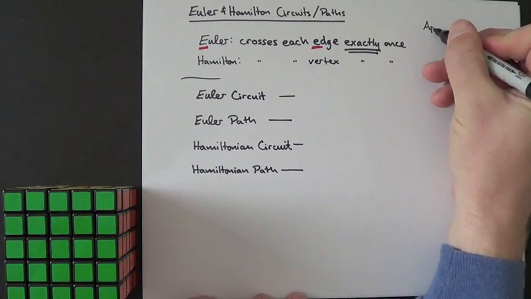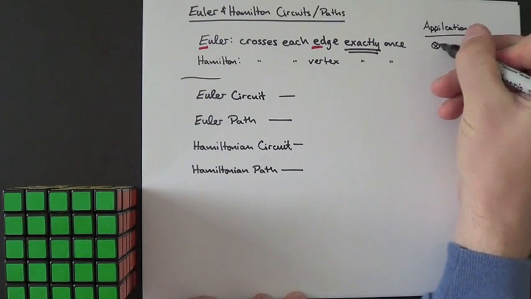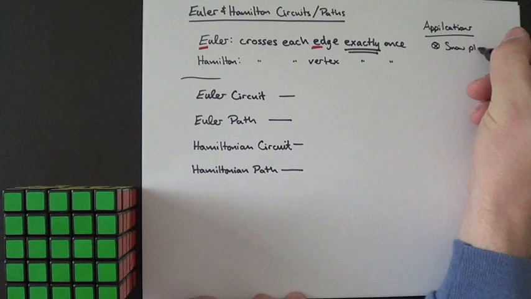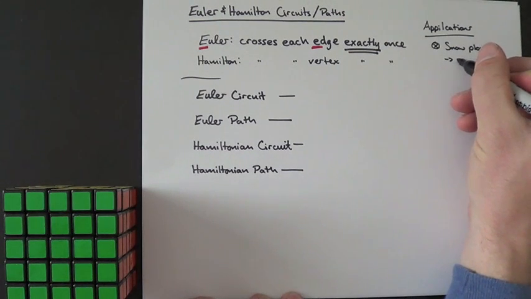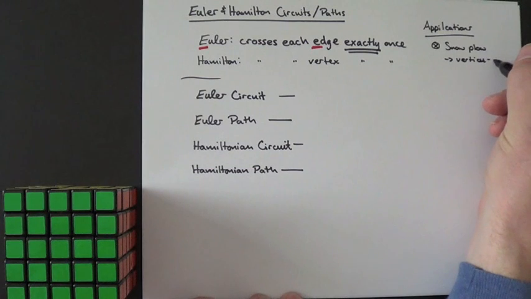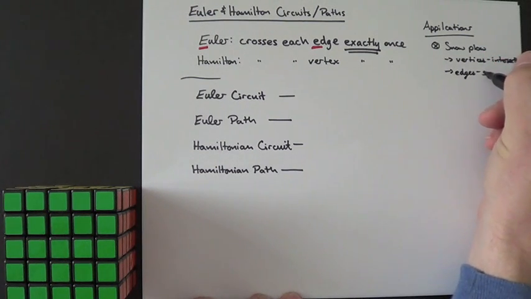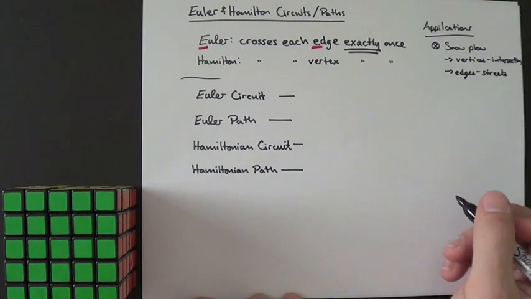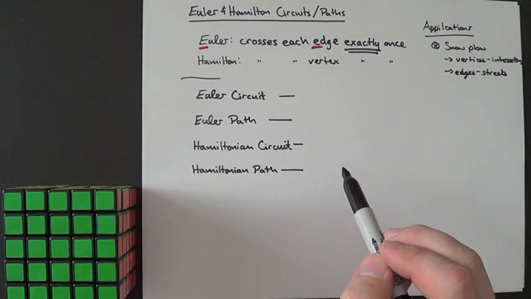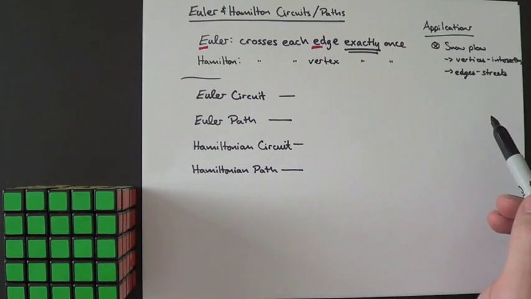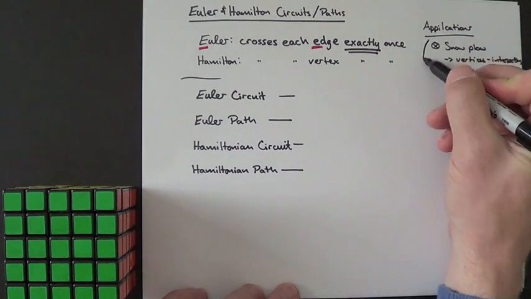Problems in which these types of paths or circuits might come up. You can imagine snowplow. If you're trying to find the most efficient route to plow some streets in which the vertices are intersections of the streets and your edges are the streets themselves. So if you're looking for the most efficient snow plowing route, you're going to try to find an Euler path or an Euler circuit in which you can cross each street exactly once without doubling up, thereby eliminating wasted gas and wasted time.